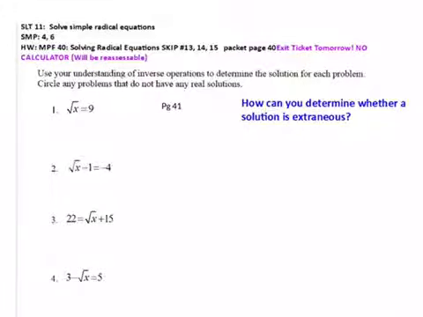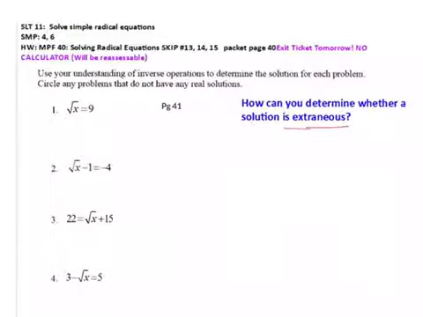Okay, so today we are going to solve simple radical equations. Open up to page 41 in your packet. And the directions say, use your understanding of inverse operations to determine the solution for each problem. Circle any problems that do not have any real solutions. And we're going to talk about what that means in terms of extraneous solutions as well.